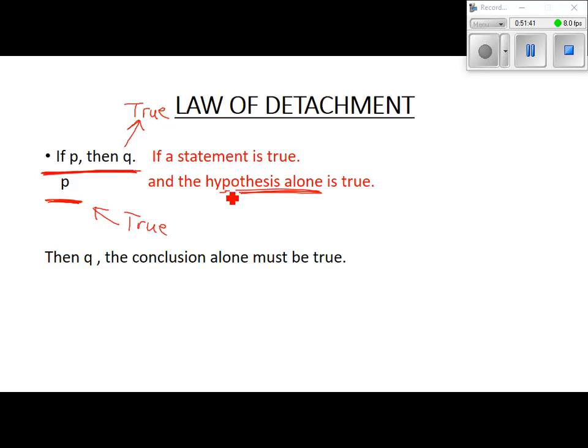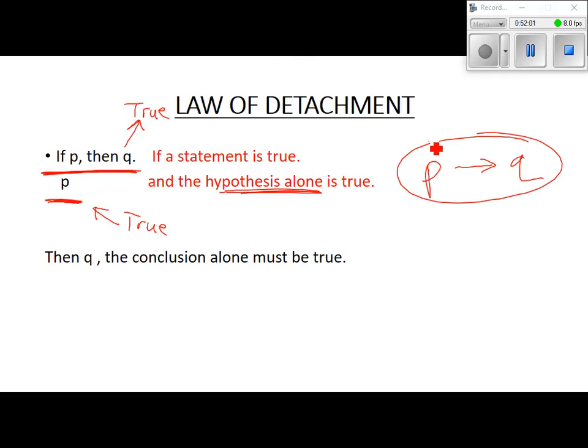What does detachment mean? As you're writing this down, what are you doing to it? You're taking it away from the group. Taking it apart. And that's all you're doing here. So you've got something like this: P tells us Q, or P implies Q. And I'm telling you that this whole statement is true.